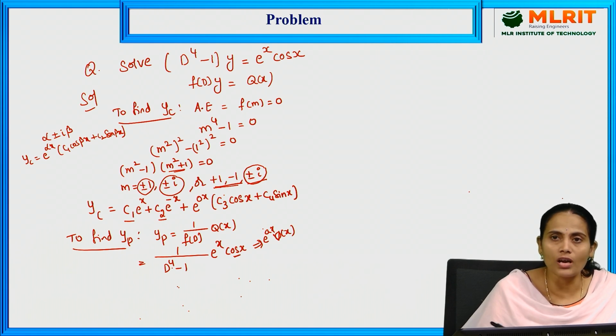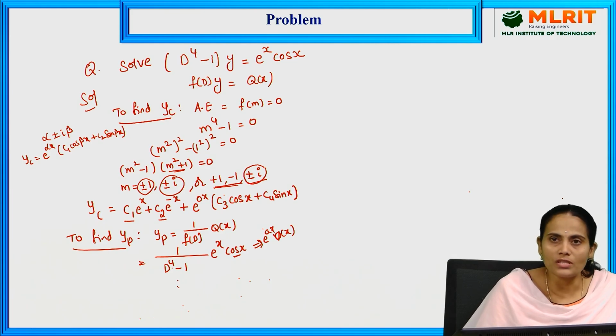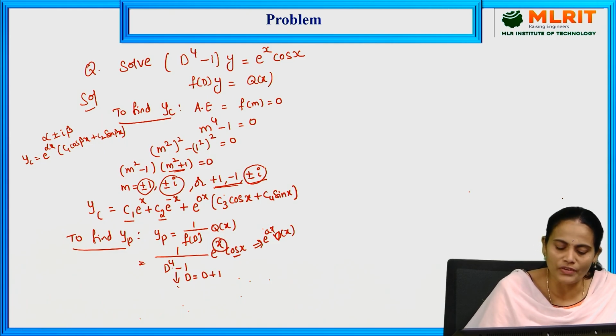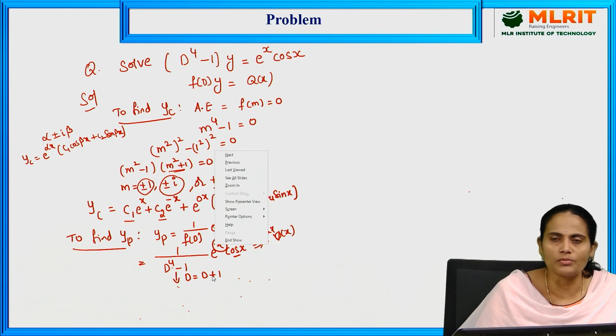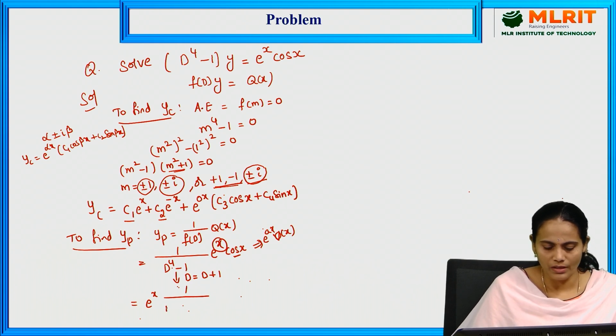But before applying method 2, first we have to apply method 4. What's the substitution to take here? The substitution is D equal to D plus a. What is the coefficient of x here? 1 is the coefficient, so the substitution is D plus a, where a is 1, so D goes to D plus 1. After substituting D by D plus 1, you again write e power x before: e power x into 1 by (D plus 1) whole power 4 minus 1 into cos x.